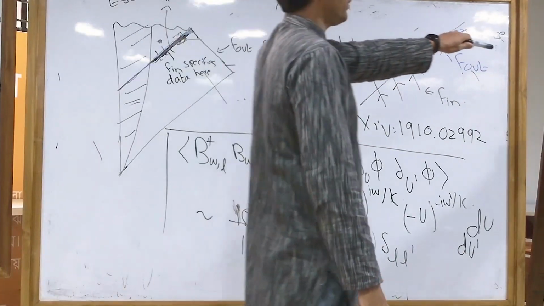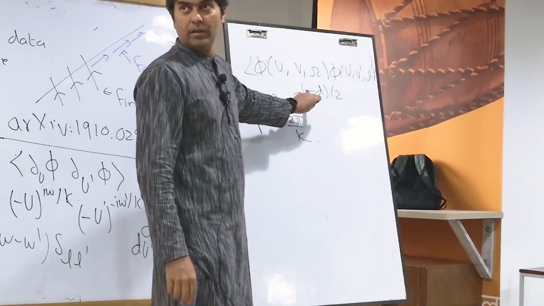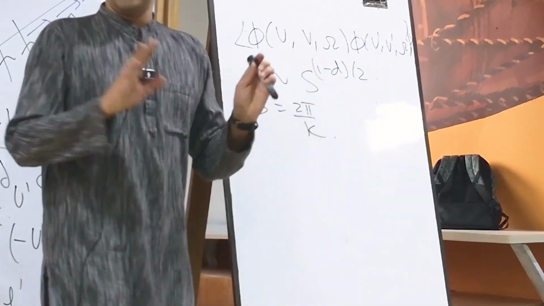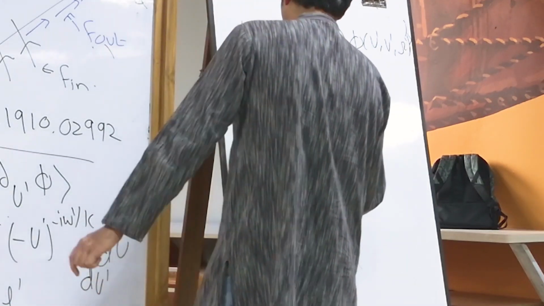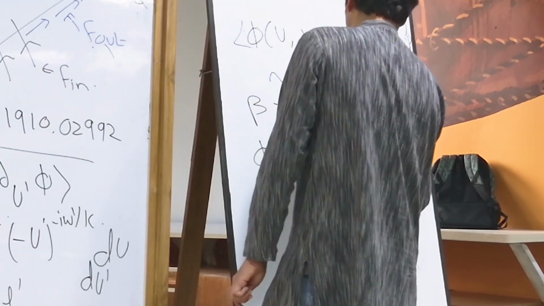This correlation function, this is the short distance behavior of the field. This correlation function is not a statistical mechanics thing. It's a correlation function that you might be familiar with. It has to do with this.